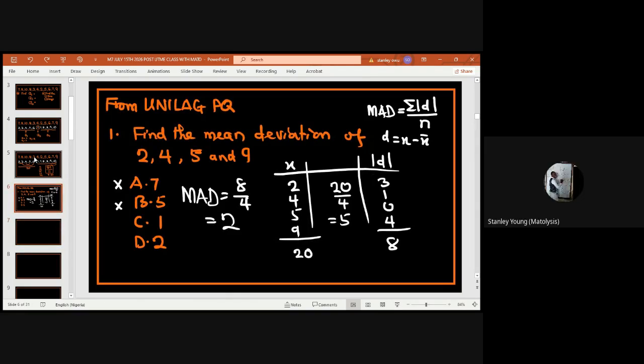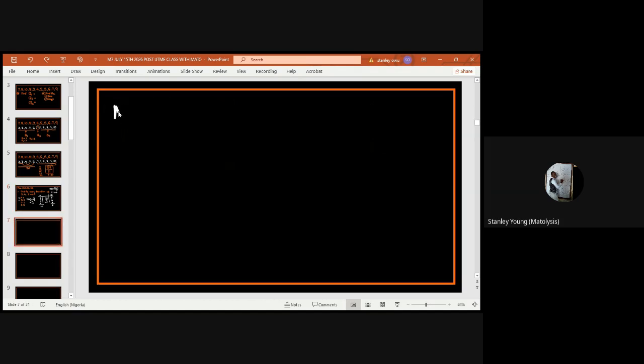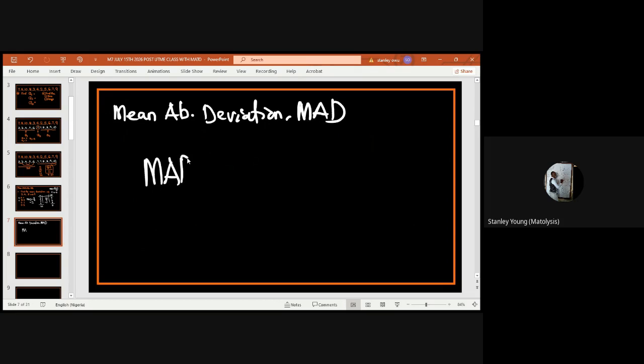Okay, now, this is it. The mean absolute deviation, which we call MAD, is given as the summation of deviation from the mean over n. D means X minus X bar.